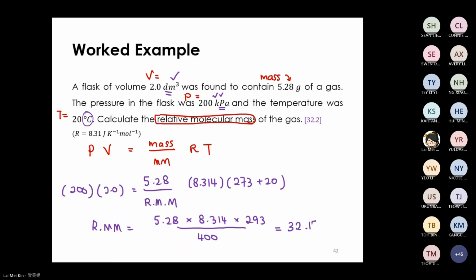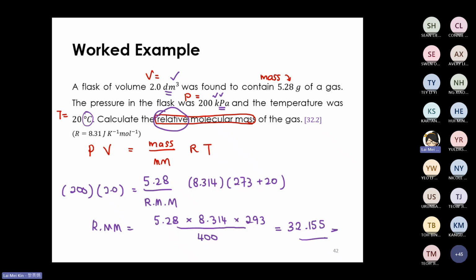32.155. Is there a unit? Why? It's relative molecular mass. Anything relative, comparing, has no unit. So double check with the answer, with the question.